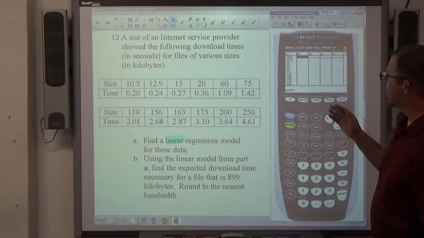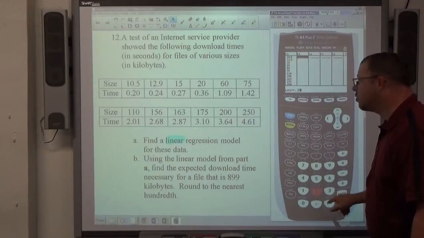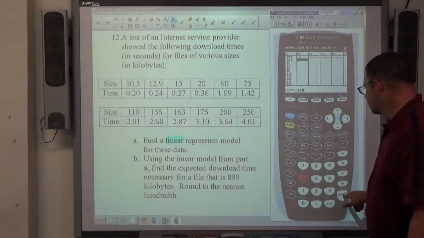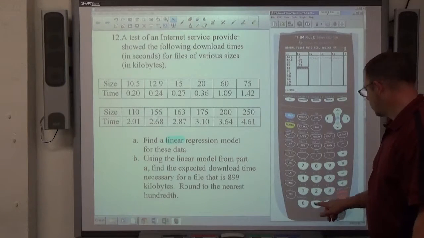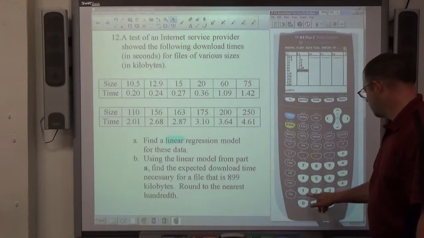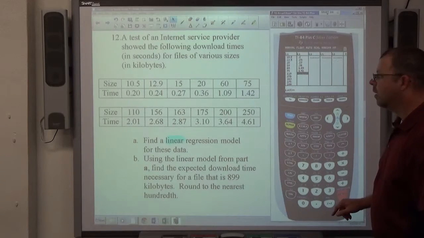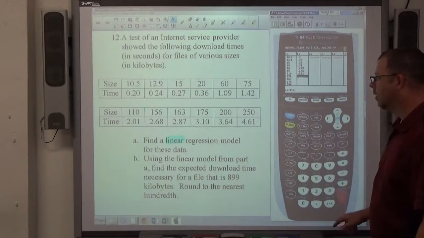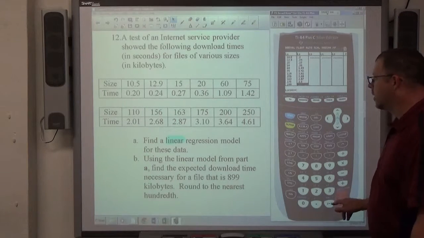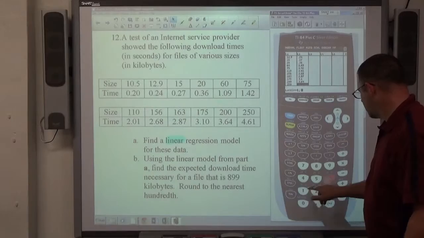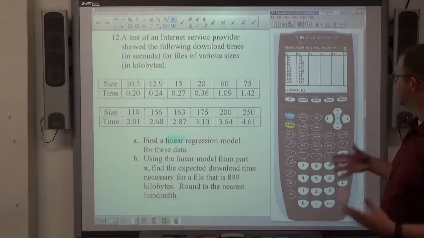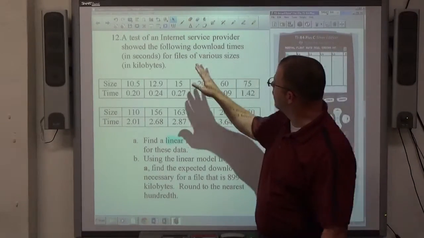I go over to my second column, enter all my y coordinates: 0.2, 0.24, 0.27, 0.36, 1.09, 1.42, 2.01, 2.68, 2.87, 3.10, 3.64, and finally 4.61. Just to give you an understanding of this data, make sure we understand this.